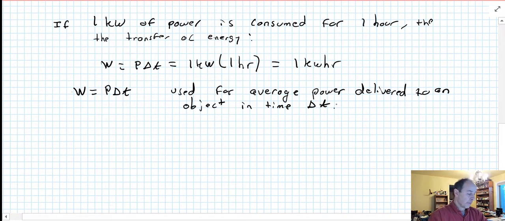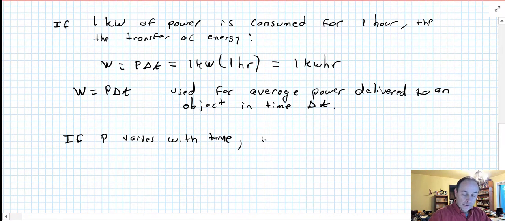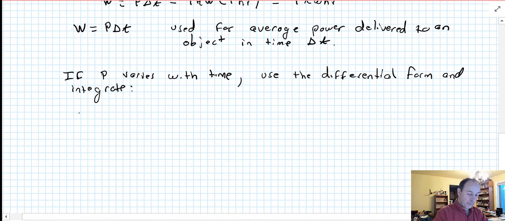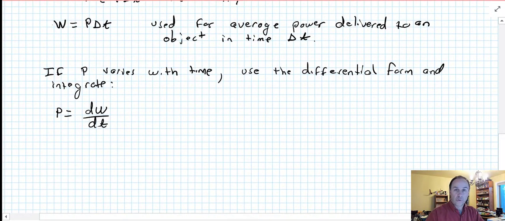Now, what if P is not constant? What if P varies with time? So if the power varies with time, use the differential form and integrate. That's the form that we showed in the beginning of this video, P equals dW/dt. Just rearrange because we're looking for energy delivered or work done. So you rearrange this and you get dW equals P dt.